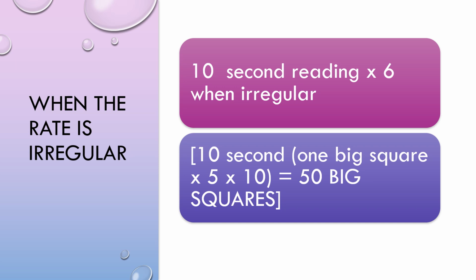What do we do when the rate is irregular? We had said before that the ECG tracing is taken over 10 seconds.